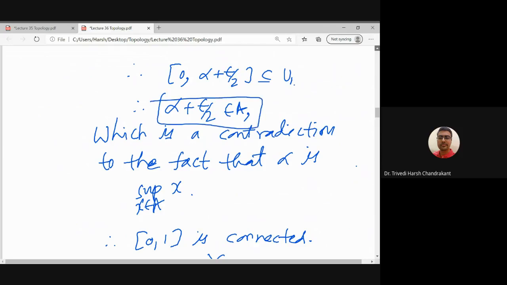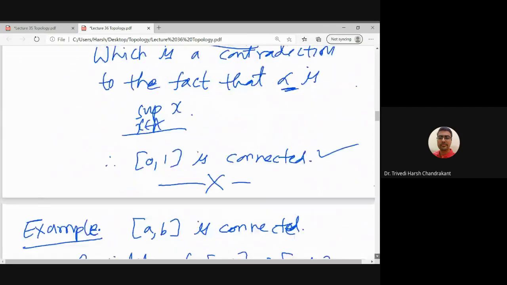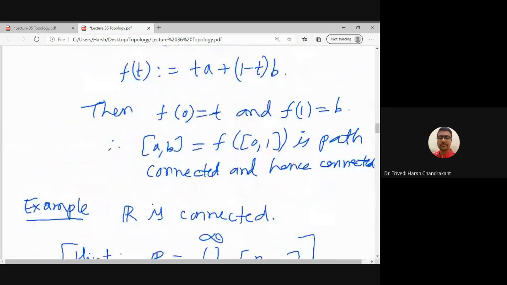So it is a contradiction to the fact that alpha is the supremum, because if I have a point bigger than alpha which belongs to the set, then it cannot be the supremum. So that is a contradiction. This contradiction is coming from our assumption that this set is not connected. So therefore, the closed interval 0, 1 is a connected space. So this is a simple proof using supremum that the closed interval is connected.